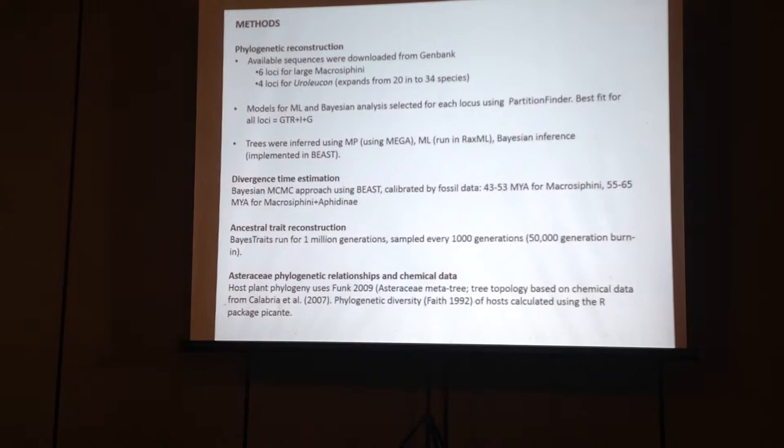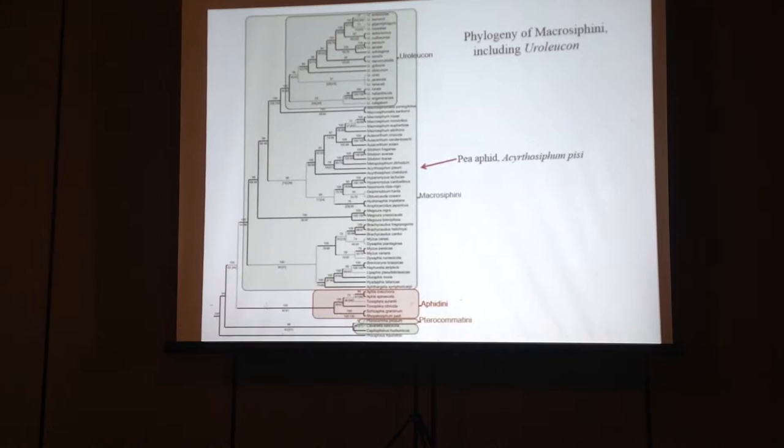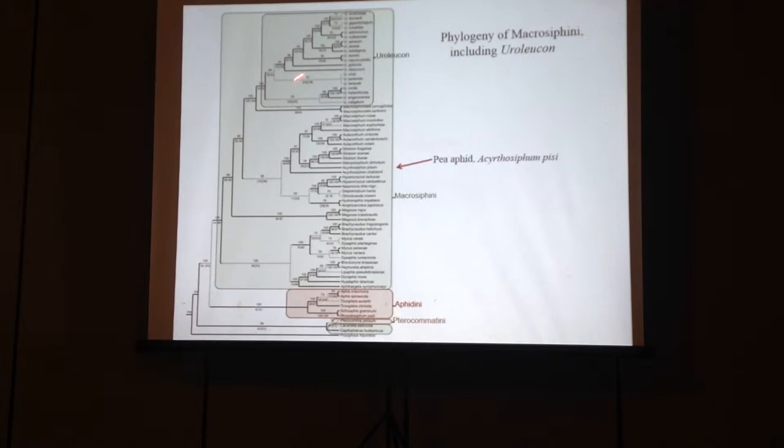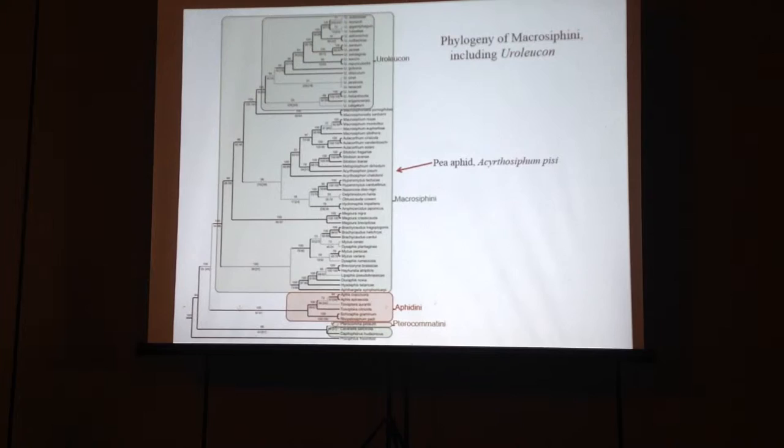So very quickly, what he's found is that the larger tribe Macrosiphini, that includes Uroleucon as well as the famous pea aphid, that tribe is monophyletic, as is the genus Uroleucon, at least based on the 34 species, a rather unfortunately small sample of the more than 200 species in that genus.